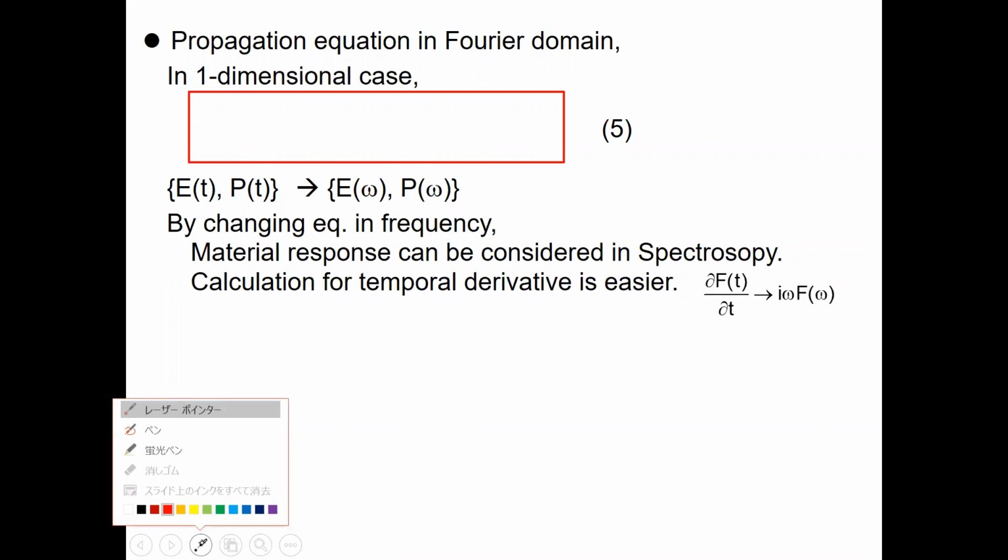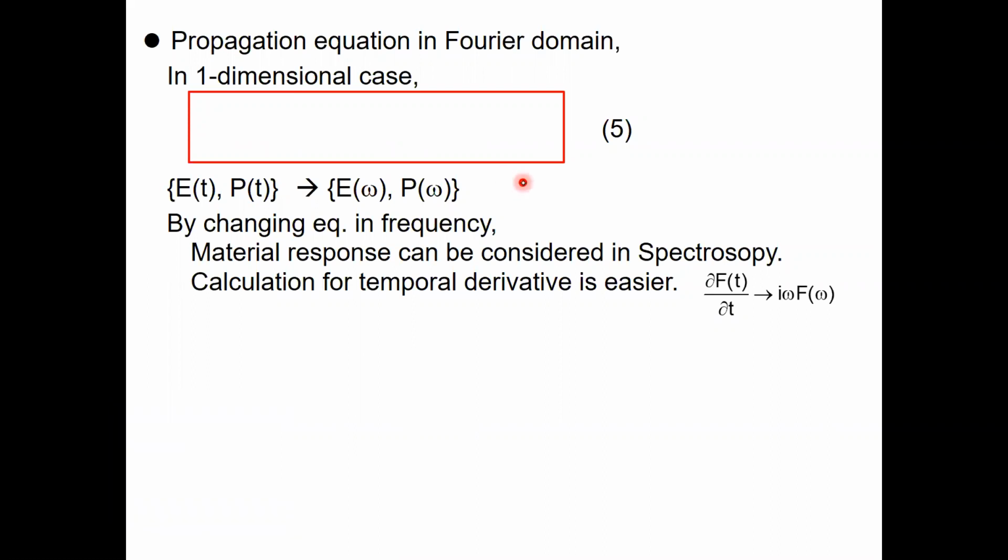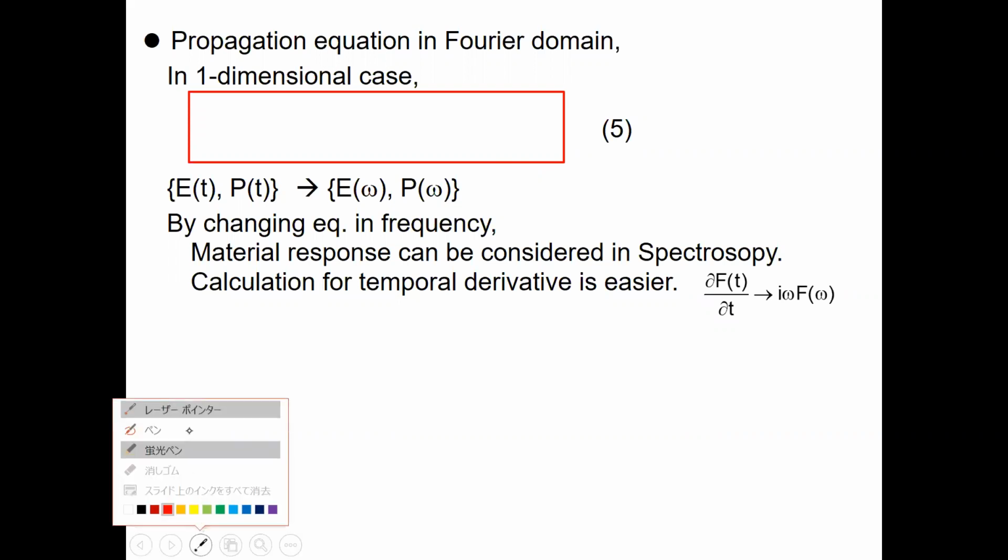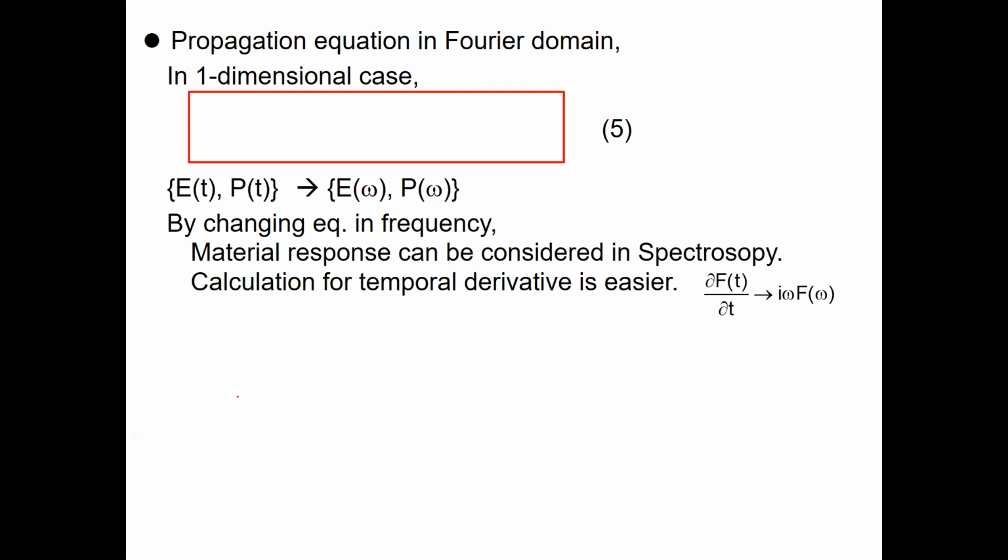So now what? As a next step, we are going to change the propagation equation in the Fourier domain. So we are just thinking about the electric field oscillation and propagation in time. So this is a real space.